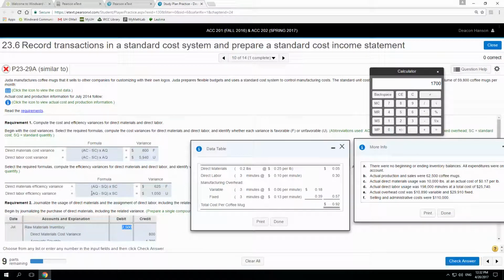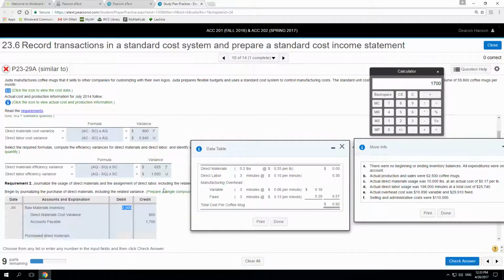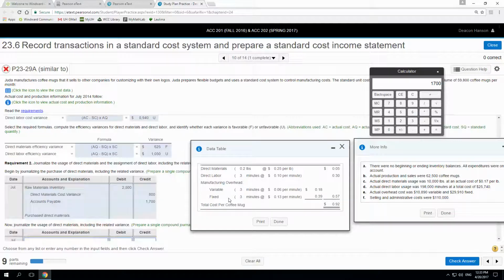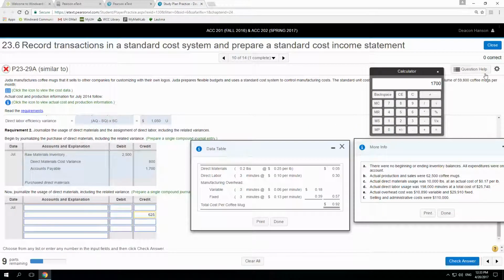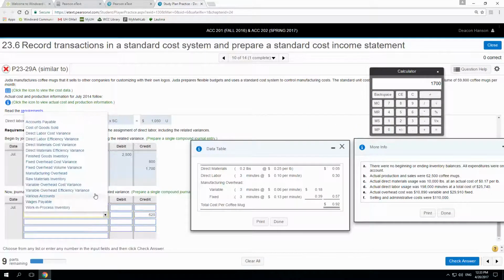So we're going to take care of this efficiency variance, and that's favorable as well. So you could go ahead and plug that in, 625. It's going to be a credit because it's favorable. And this would be your direct materials efficiency variance.